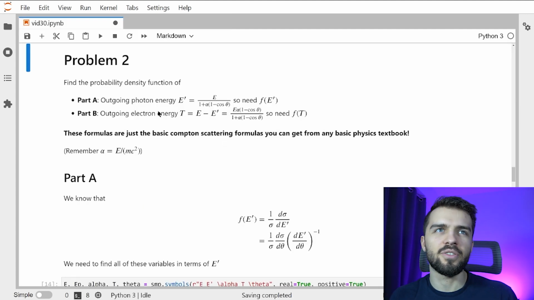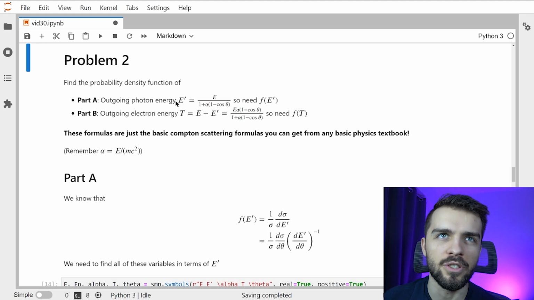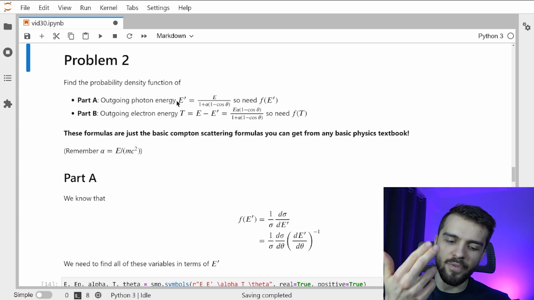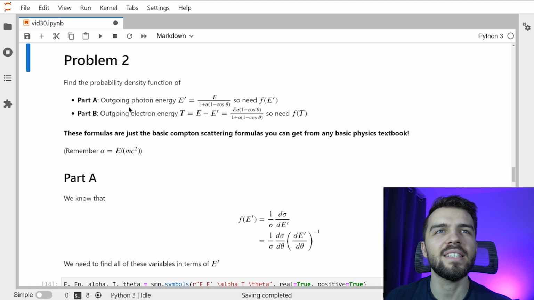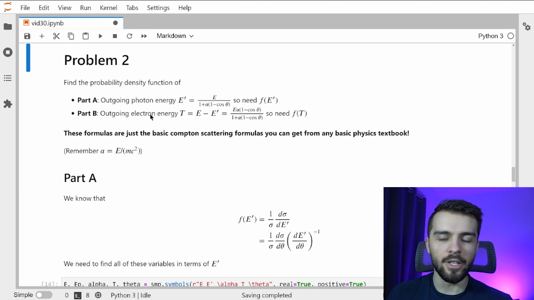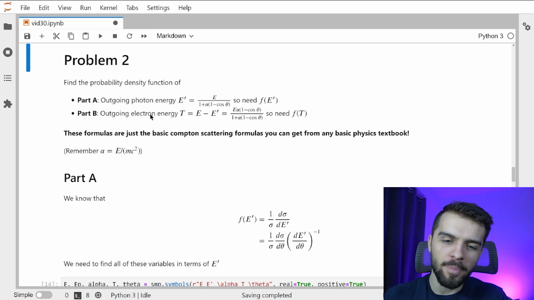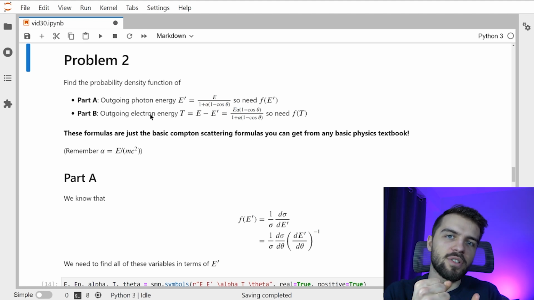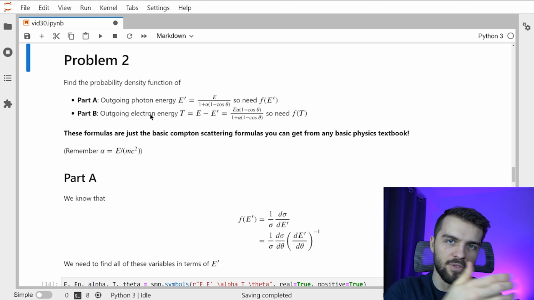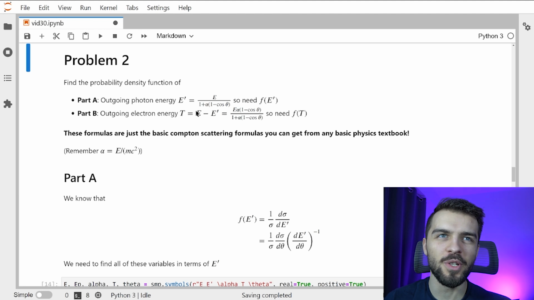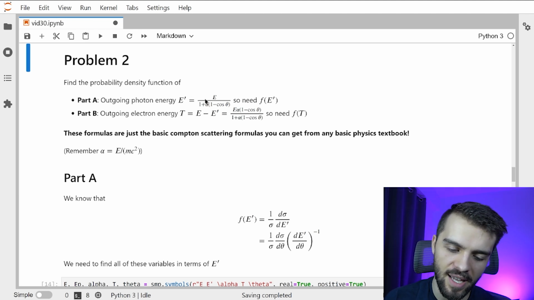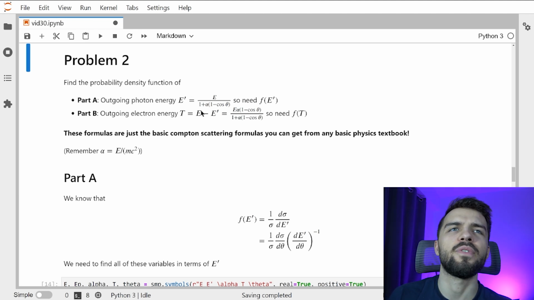So now let's look at something interesting. Let's get the probability density function, right? We have the probability density function of the angle, but let's see what the probability density function of the outgoing photon energy is and the outgoing electron energy is. So in a Compton interaction, how is the energy shared after the collision? That's a very interesting question. Does the electron take more of the energy, or does the photon take more of the energy after the collision? So we can do this with the information that we have given the angle probability density function.